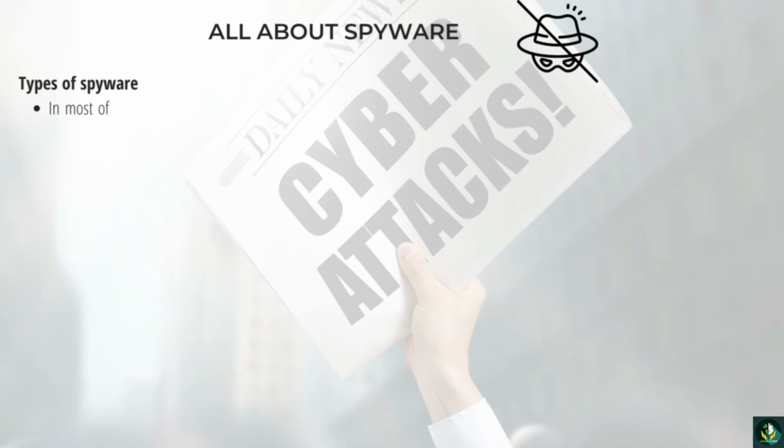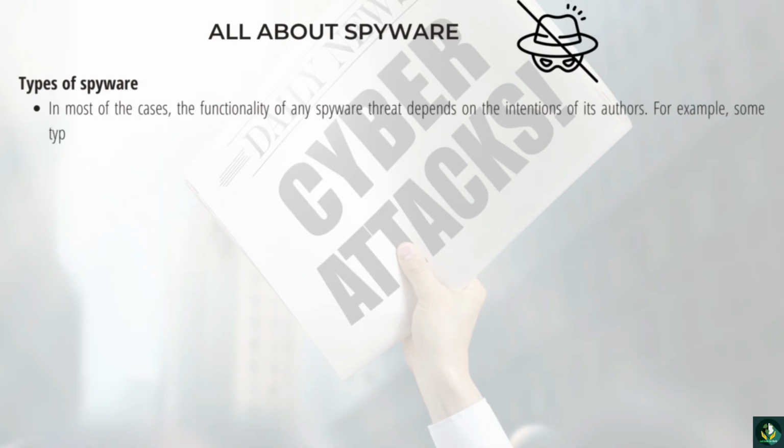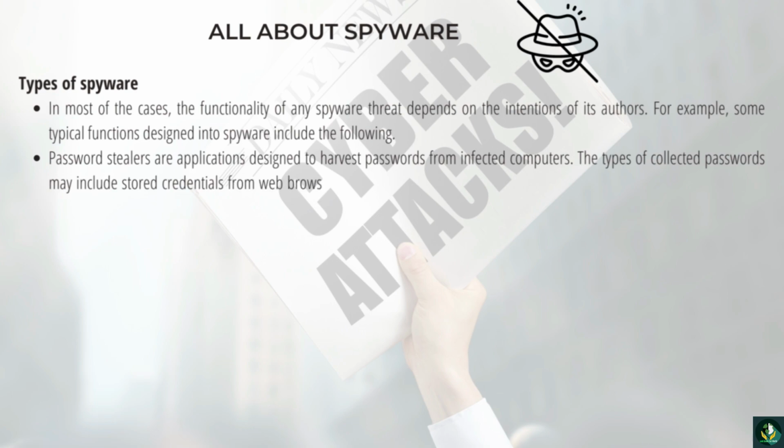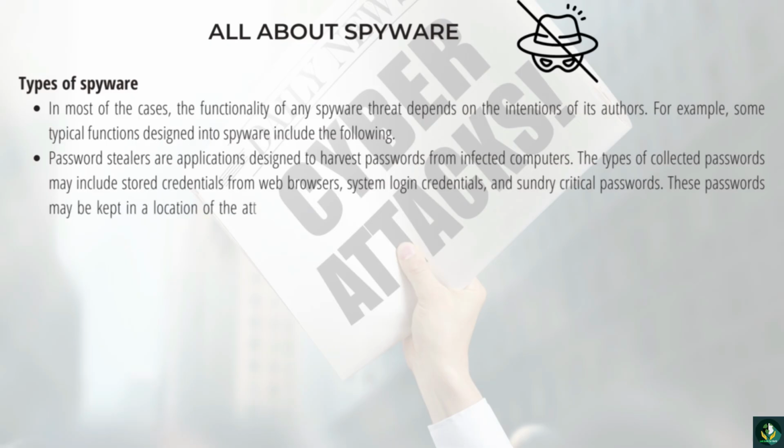Types of spyware. In most cases, the functionality of any spyware threat depends on the intentions of its authors. For example, some typical functions designed into spyware include the following. Password stealers are applications designed to harvest passwords from infected computers. The types of collected passwords may include stored credentials from web browsers, system login credentials, and sundry critical passwords. These passwords may be kept in a location of the attacker's choosing on the infected machine, or may be transmitted to a remote server for retrieval.